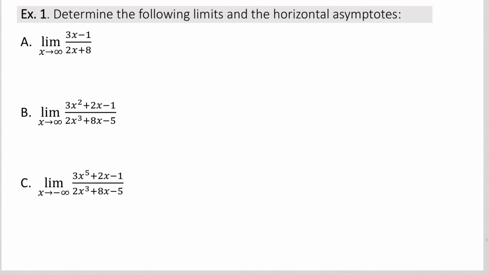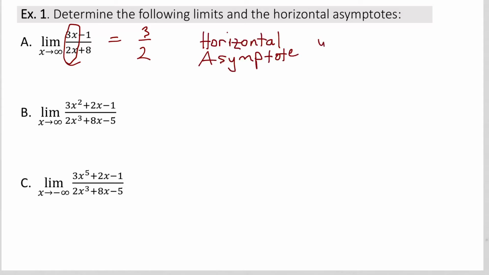So the first one says the limit as x approaches positive infinity. We have the case where the degree of the numerator is equal to the degree of the denominator. This is the case where your limit is going to be the ratio of the coefficients. So your limit as x approaches infinity is 3/2. So we have a horizontal asymptote, y is equal to 3/2.